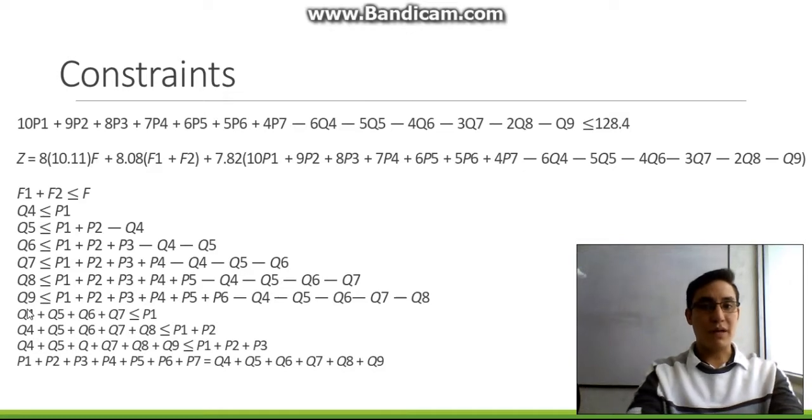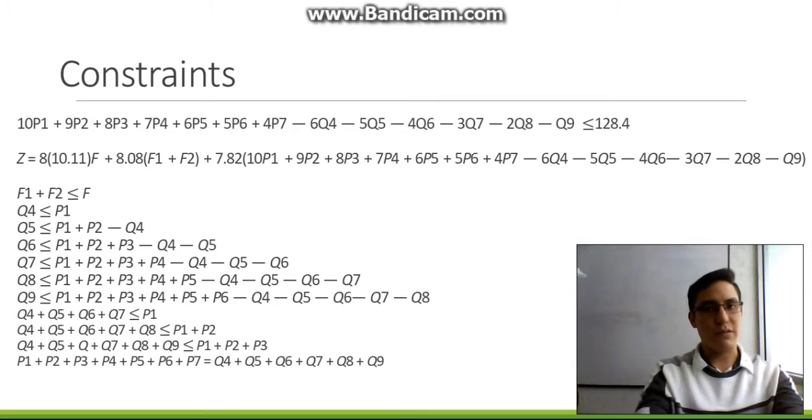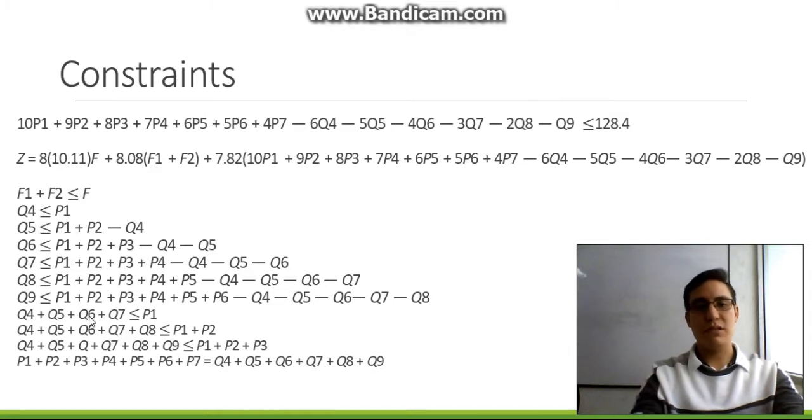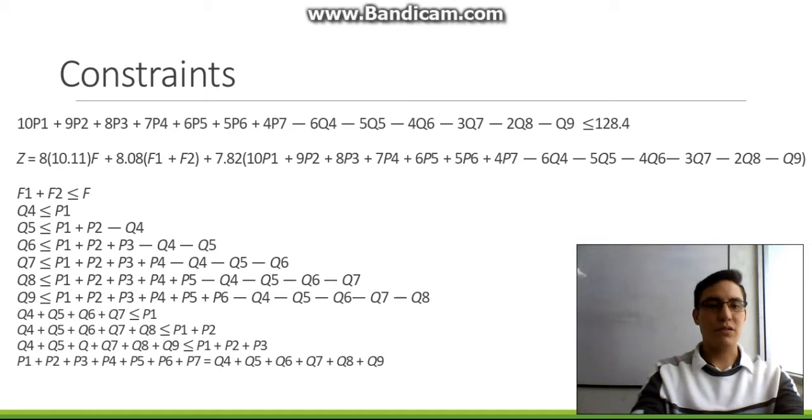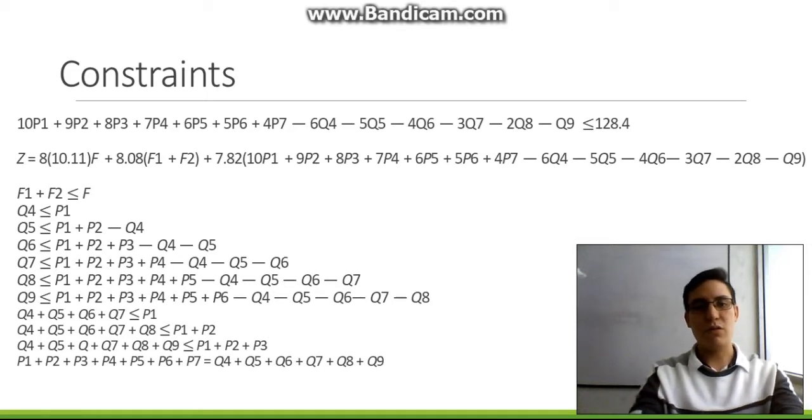To ensure that all part-timers who began at 9 a.m. do not work more than 7 hours, see this constraint: Q4 plus Q5 plus Q6 plus Q7 less equal P1. Similarly, with these two constraints, Q4 plus Q5 plus Q6 plus Q7 plus Q8 less equal P1 plus P2.